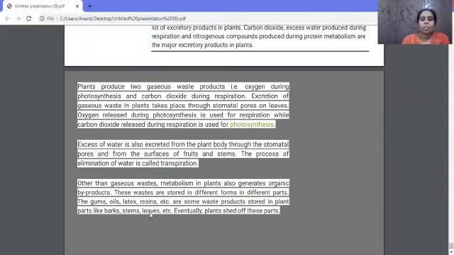Metabolism in plants also generates some byproducts, and these wastes are stored in different forms in different parts. You might have seen gum or oil, a gum-like substance which is produced. These are some of the waste produced by plants. These wastes will be stored in parts like the bark, stems, and leaves, and eventually when they fall down, this excretory waste is also got rid of from the plant. So this is about the excretory system in humans and plants. Thank you.